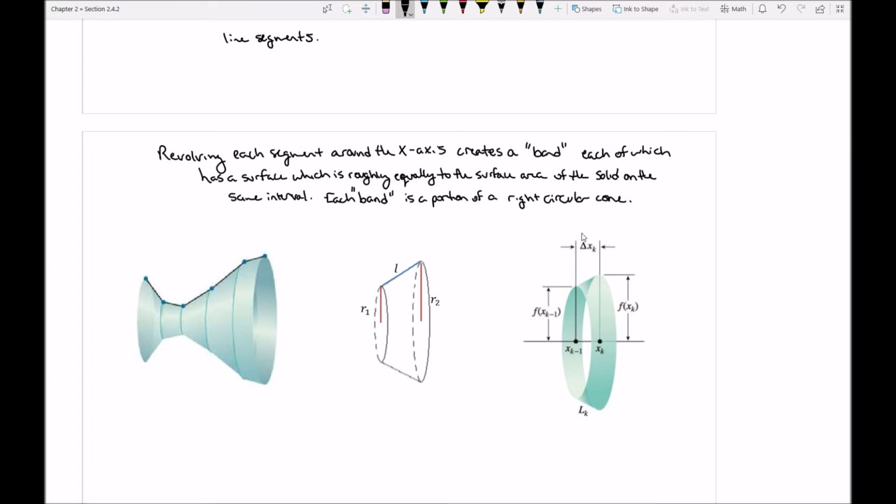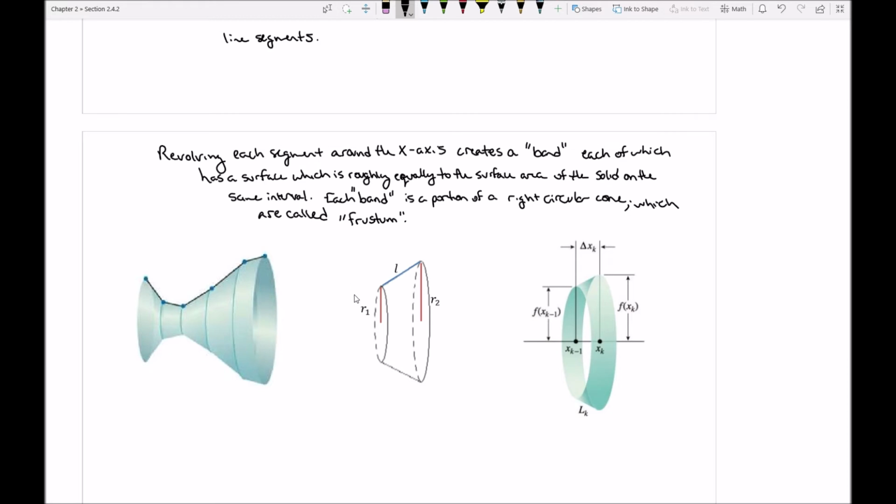These bands, or portions of the right circular cone, are called frustum. Right? So this here is a picture of what we would call a frustum. Now it's possible you may have heard of a figure like this before, or maybe not. Maybe this is the first time you've ever heard of it. But it's actually really easy to go ahead and find the surface area for a frustum.